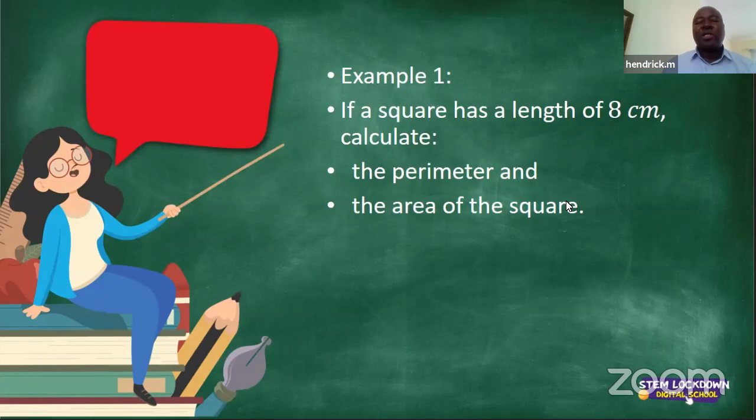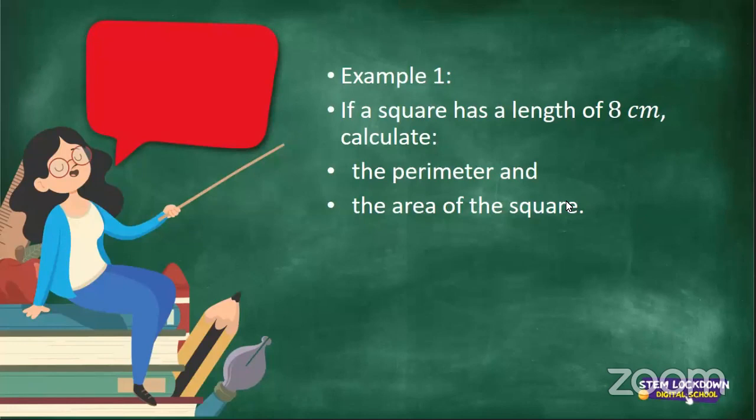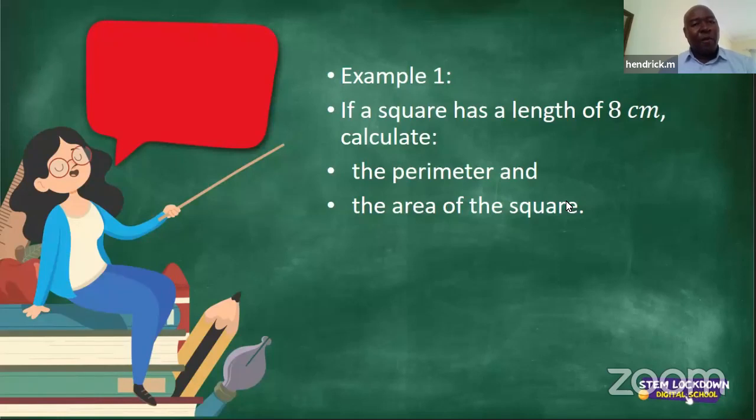Now we go into the area of the square. We have already talked about the formula to calculate the area of the square. Once you have your formula right, it should be easier for you to calculate the area of the square. So the first thing, the area of the square, if you know the formula, then you can substitute, you know, the length is 8 centimeters.